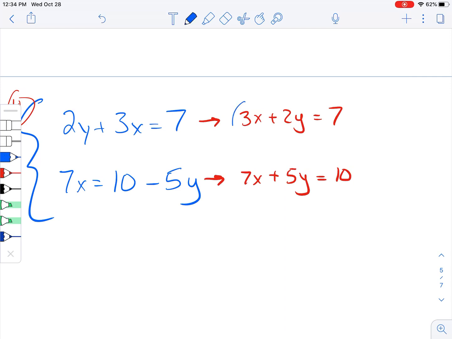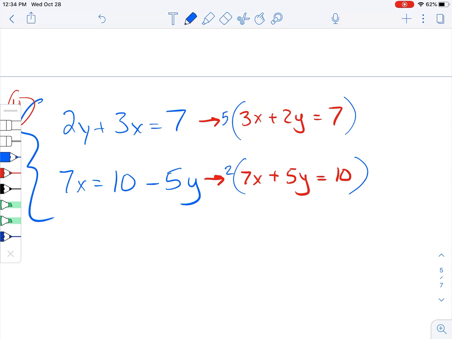I have two options. I could multiply the top by 5 and the bottom by 2, or I could multiply the top by 7 and the bottom by 3. Depending on which approach I take, it'll either eliminate x or y. It doesn't matter. I'll still end up at the right place. I kind of like the idea of multiplying by a 2 and a 5 because I like tens.